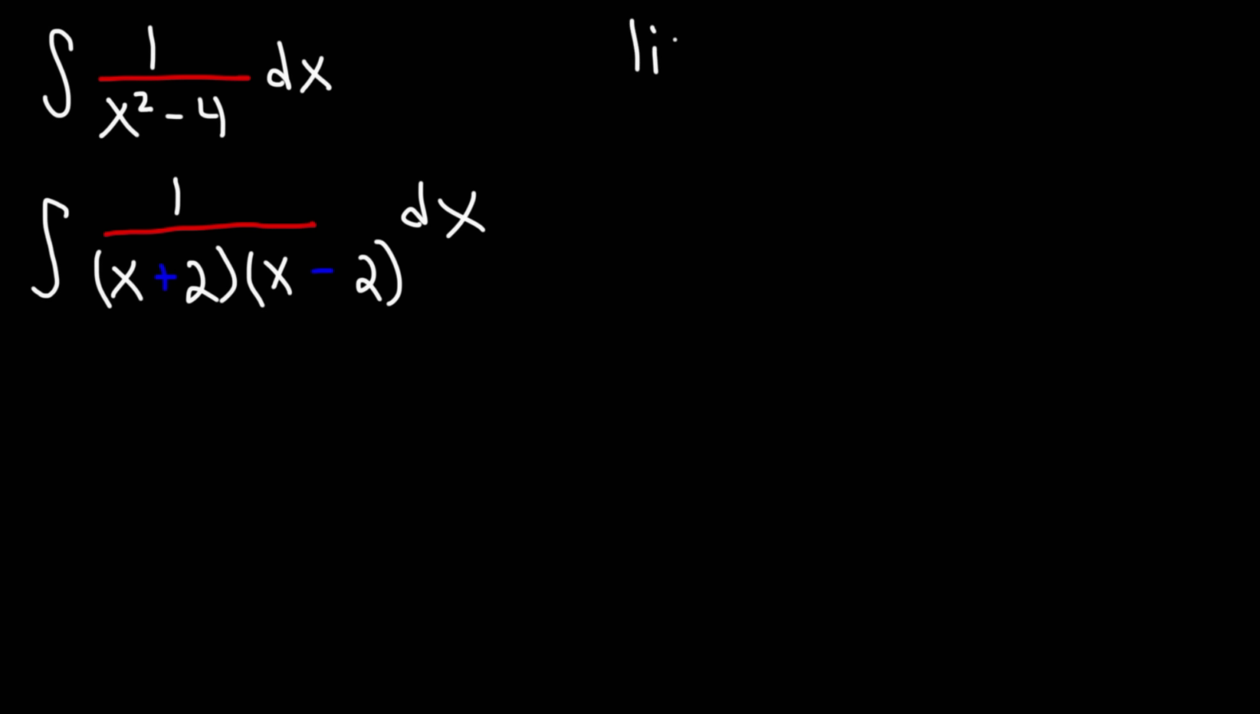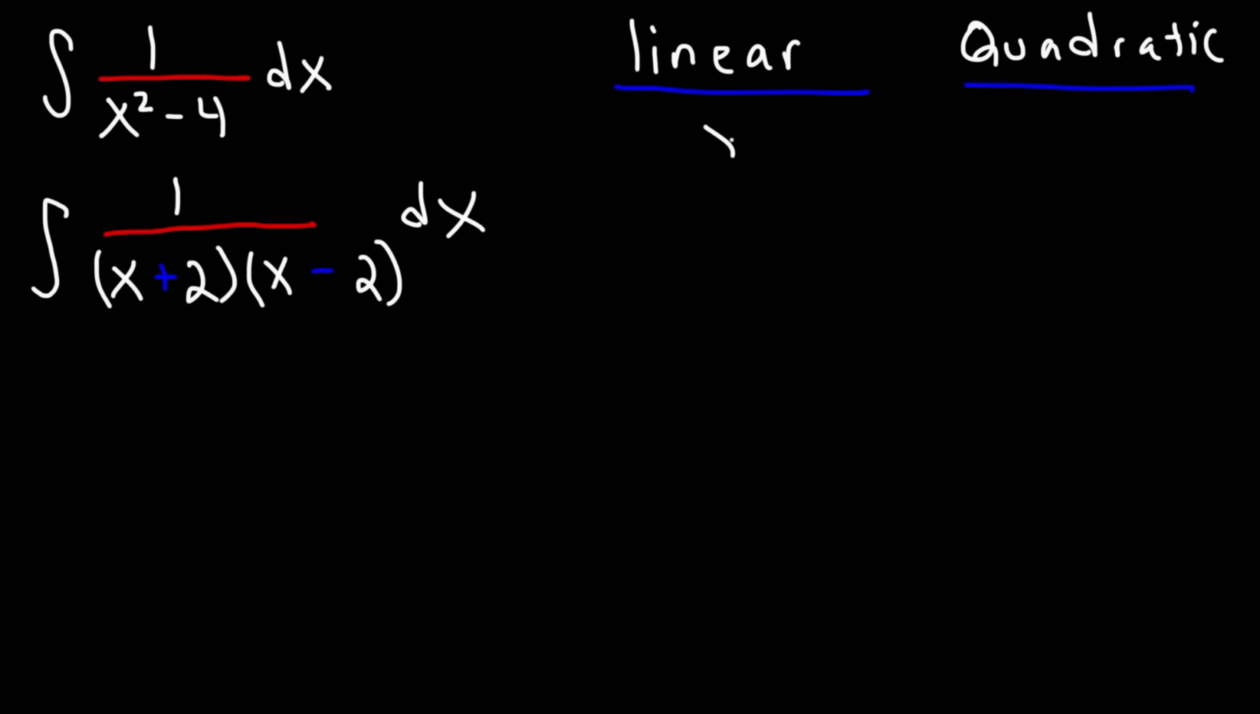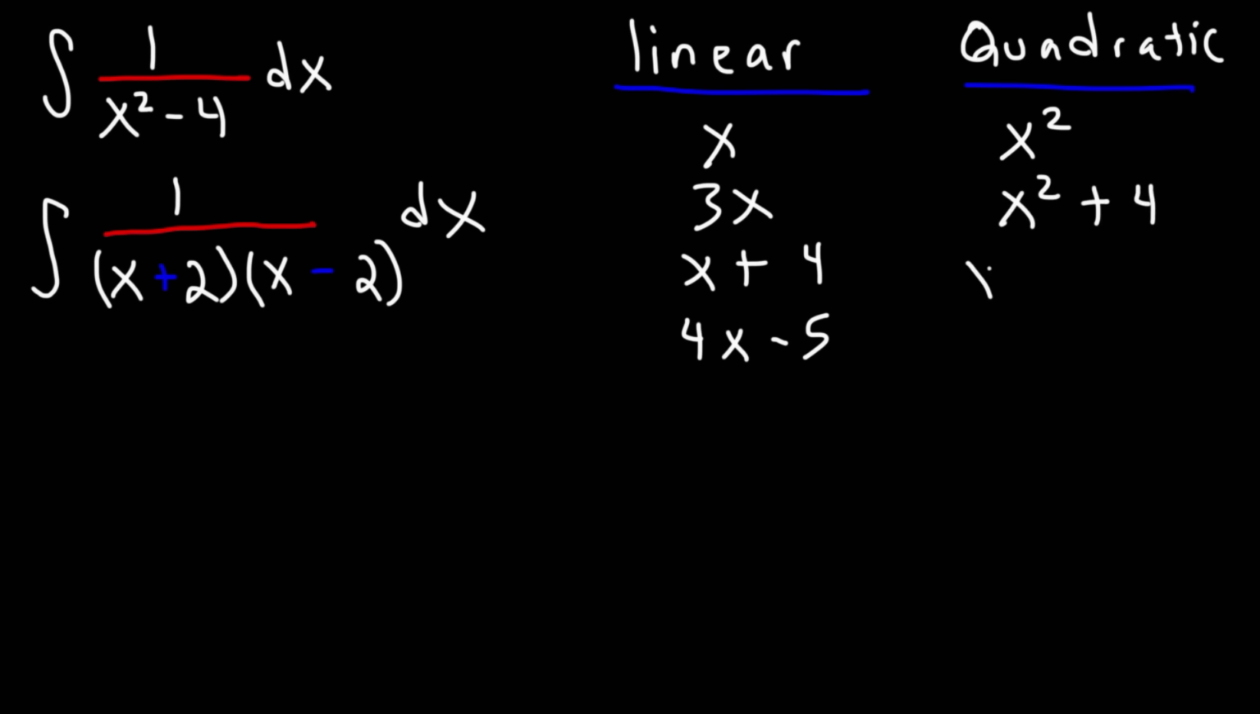Now you might be wondering, what is the difference between a linear factor and a quadratic factor? Linear factors include examples such as x, 3x, x plus 4, 4x minus 5. Those are linear factors. Quadratic factors typically have an x squared. So x squared plus 4, that's a quadratic factor. x squared plus 3x, that's another one. Or x squared plus 2x plus 7.